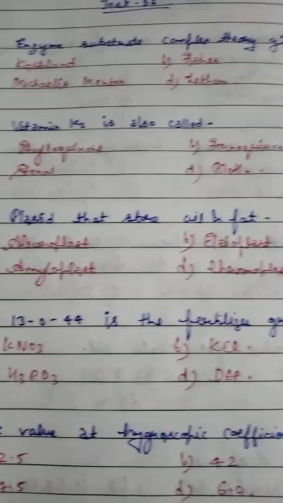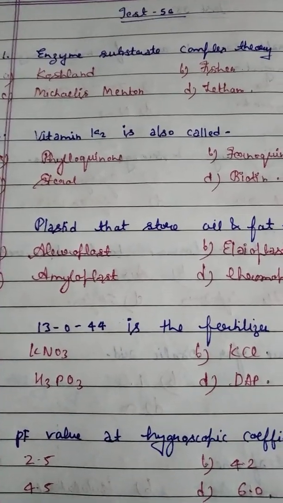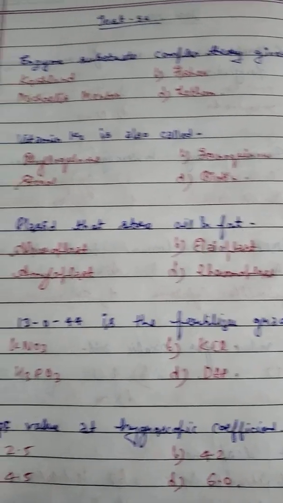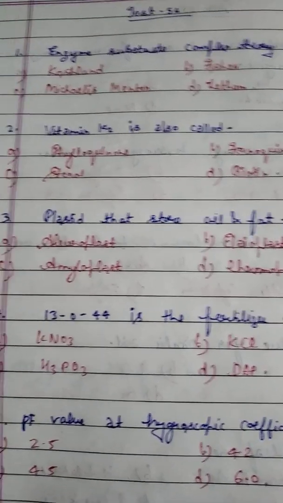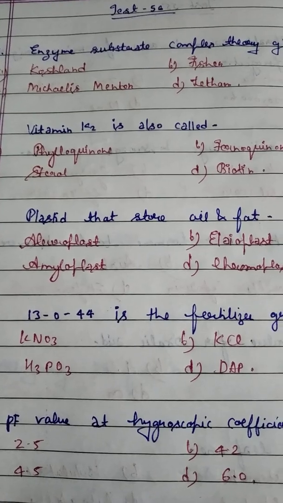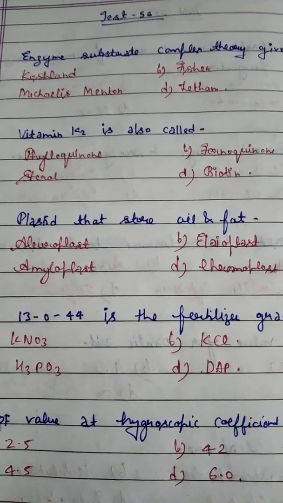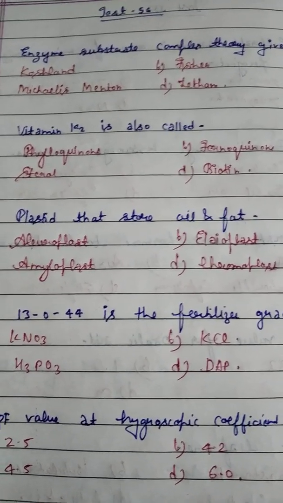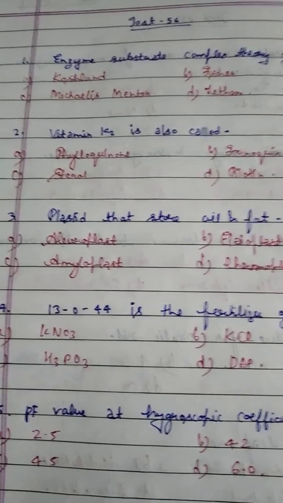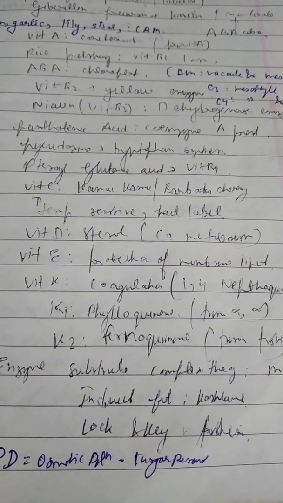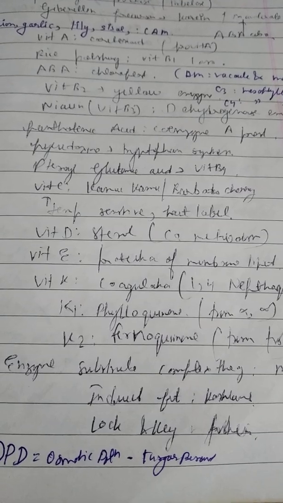Let's start. Student, question number 1, you see. Enzyme substrate complex theory is given by option A Koshland, option B Fisher, option C Michaelis-Menten, option D Latham. You have to tell which of the following scientists gave the enzyme substrate complex theory. So student, all the options given in the answer are important.